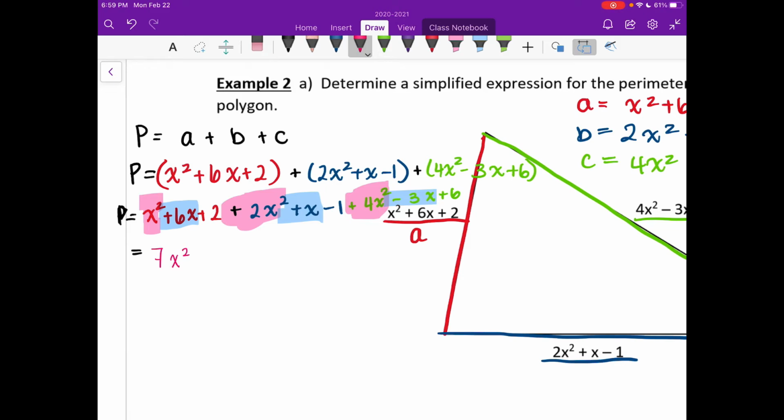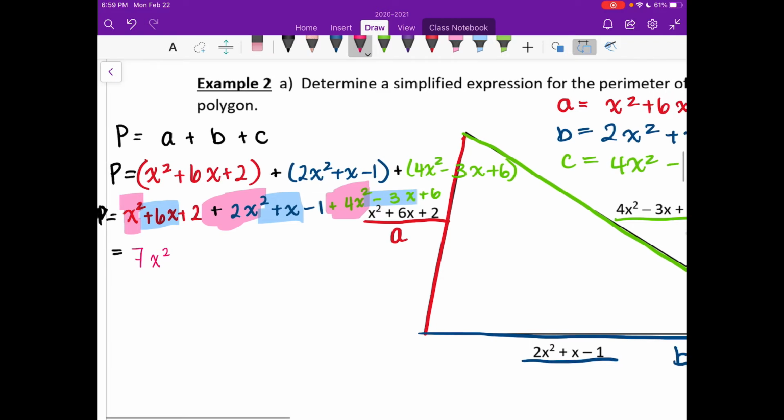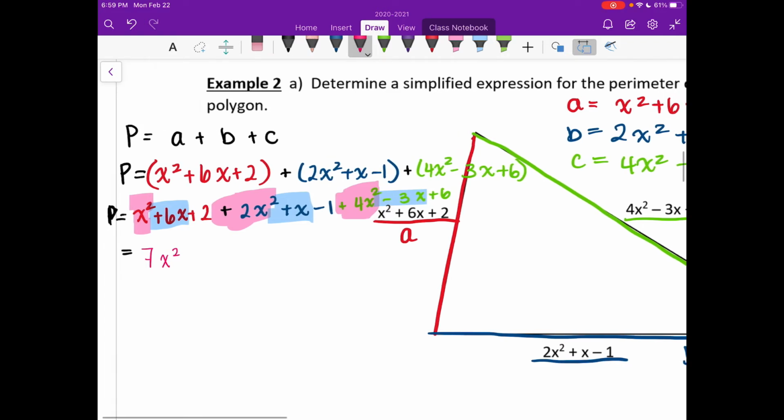Minus 3, right? So it's 6 plus x. So that's 6 plus 1 is going to be 7, minus 3 is going to be 4. So that's positive 4x. And then the last one we have is our green here.